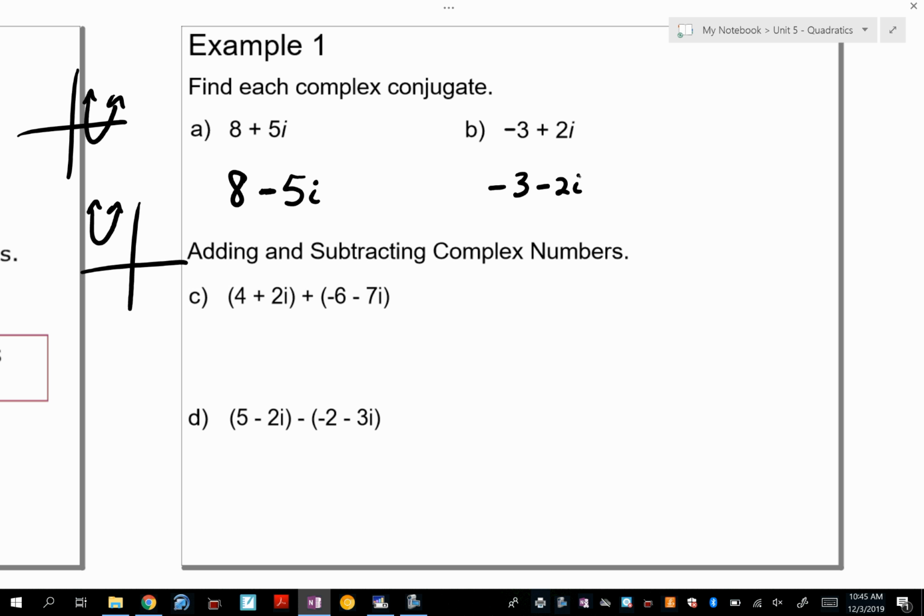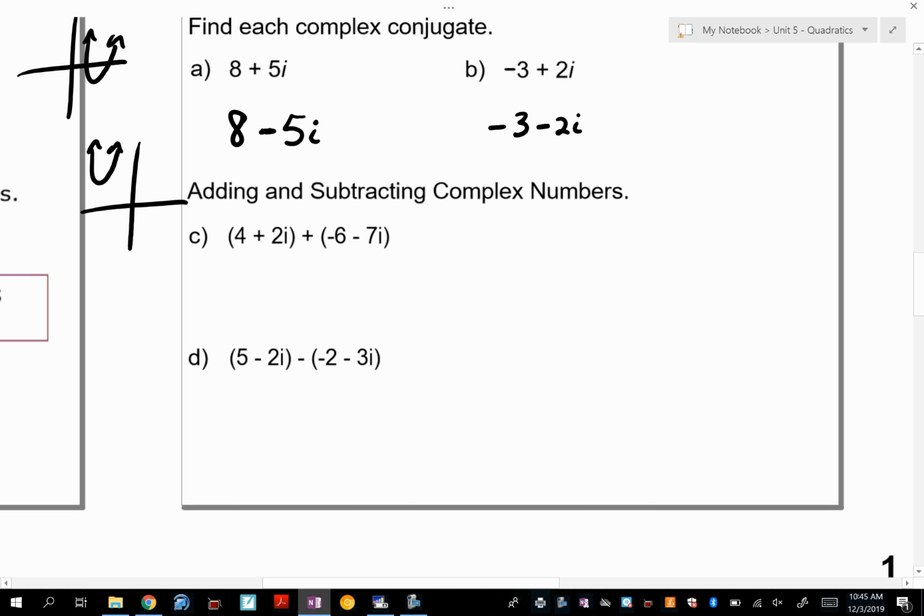Yes, Dominic? We're not even there yet, right? All we're doing is just conjugates. Everybody understand how to get a conjugate for a complex number? You just change what part, Fernando? Just the imaginary piece. You don't change the real number.